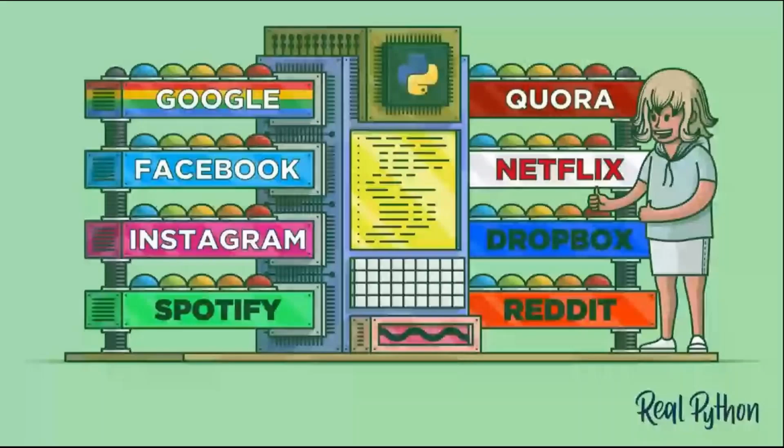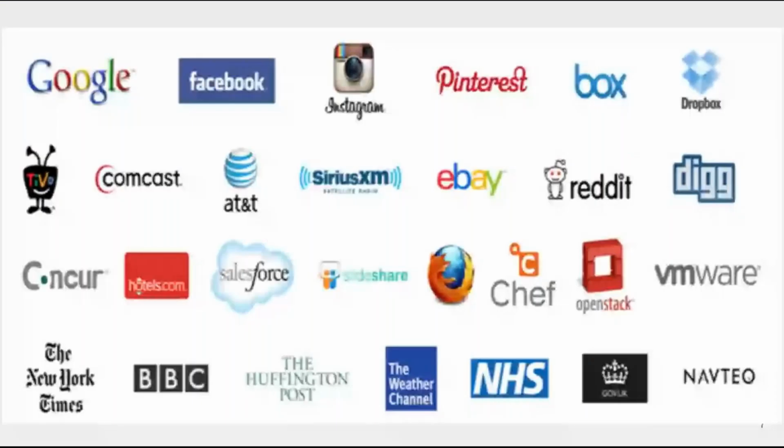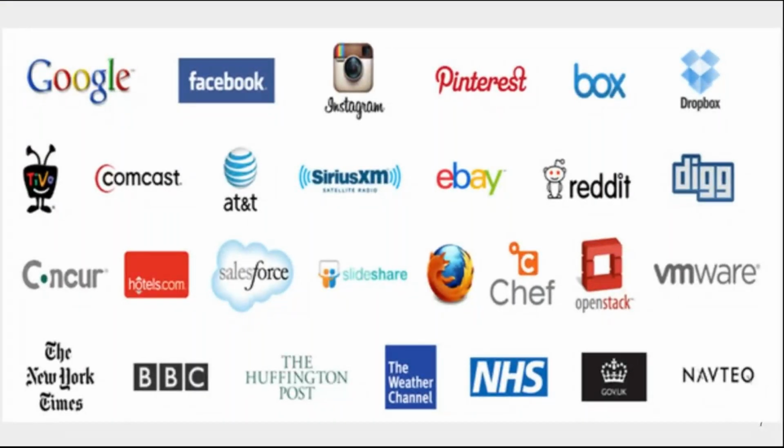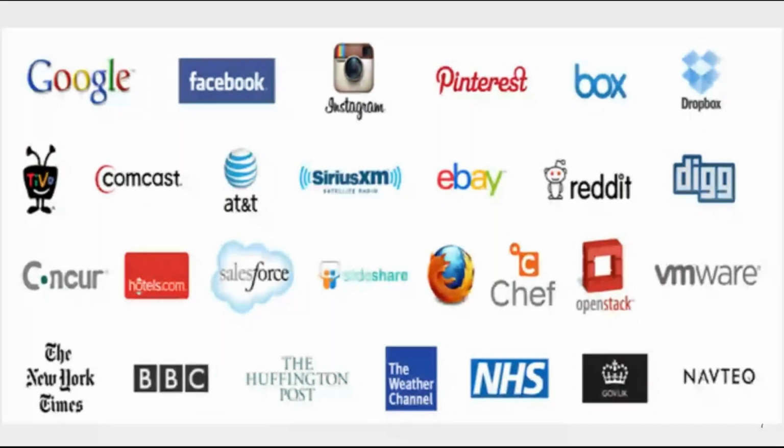So in that list, we have Google, Facebook, Instagram, Spotify, Quora, Netflix, Dropbox, Reddit. These are some of the popular organizations. Not only them, apart from them, we have other organizations, as you can see in this slide. For example, Google, we have already covered it. AT&T, which is a telecommunication network organization, eBay, which is an e-commerce website, Salesforce, Mozilla Firefox. All these companies use Python, right?